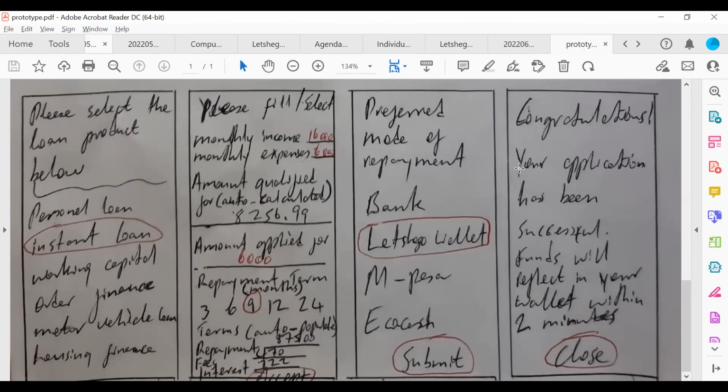So for our purposes, the preferred mode of repayment also translates into the preferred mode of the disbursement channel. So the customer selects Letshego wallet, and as soon as they submit, congratulations, your application has been successful. Funds will reflect in your wallet within 2 minutes, and then they close. Then within 2 minutes, they get the amount disbursed into the Letshego wallet. That's the prototype that I wish to share with the team today.